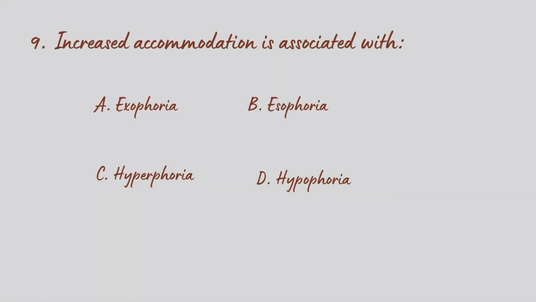Next question, increased accommodation is associated with option A exophoria, option B esophoria, option C hyperphoria, and option D hypophoria. Correct answer is option B esophoria.